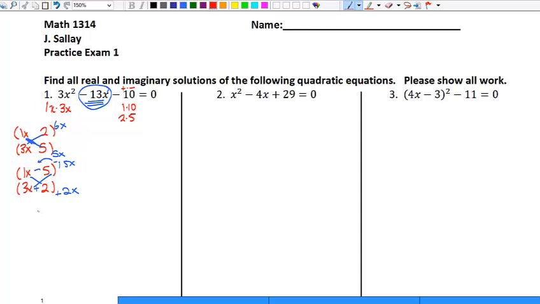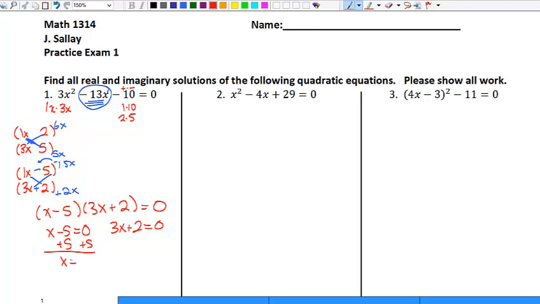You do not need to use this method of factoring. You can use any method of factoring that you like, but this is just one I like. So I have x minus 5 and 3x plus 2. I write them horizontally, equals 0. Now I can set each of those factors equal to 0. So I have x equals 5 and negative 2/3. And that's my final answer.